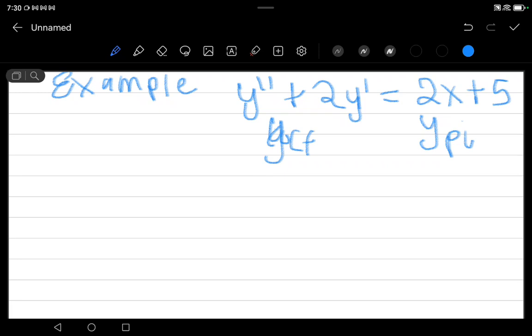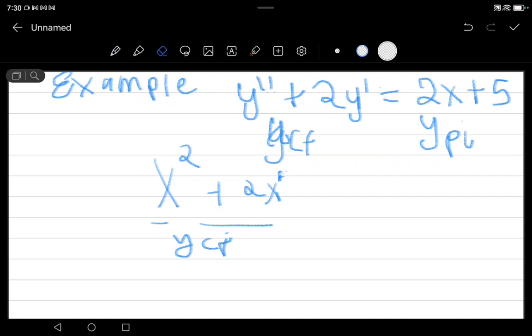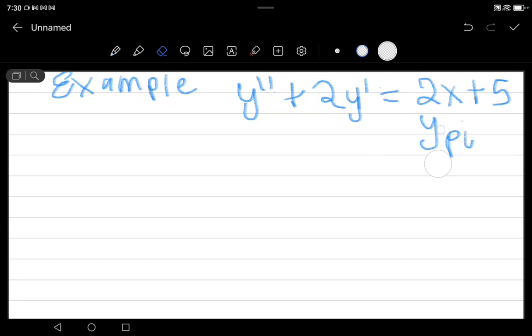Actually, I should not say x. The one with the prime, or with the power, like x squared plus 2yx to the power of 1. If it's written like this, you just know this side is going to be YCF. If it has the prime, you just know it's going to be YCF. Sometimes they can write it as x prime plus 2x prime.